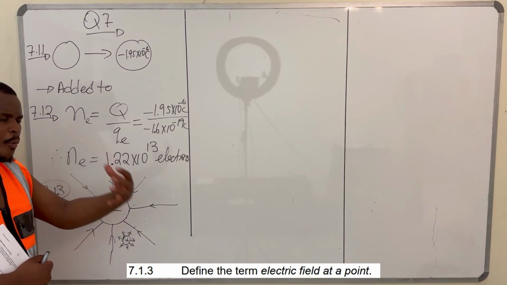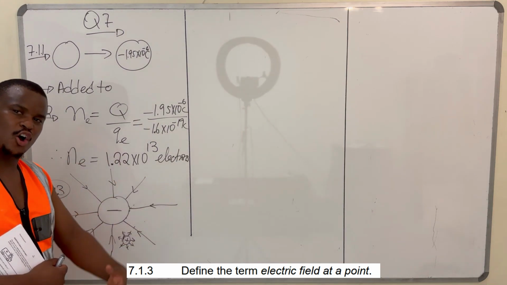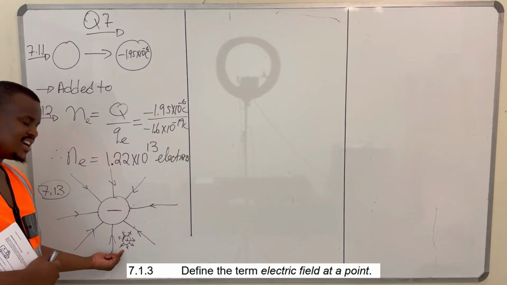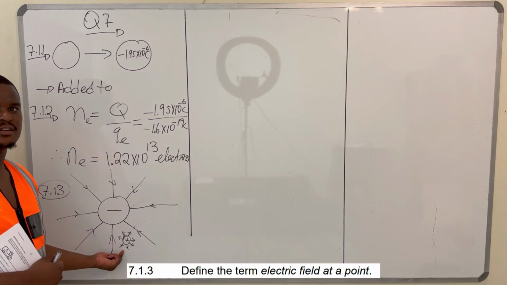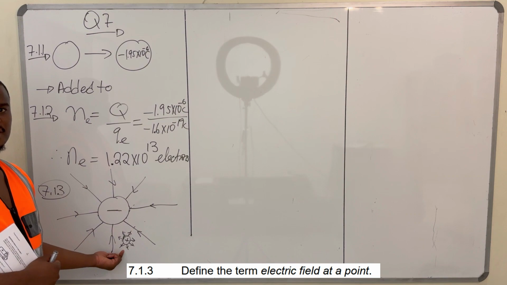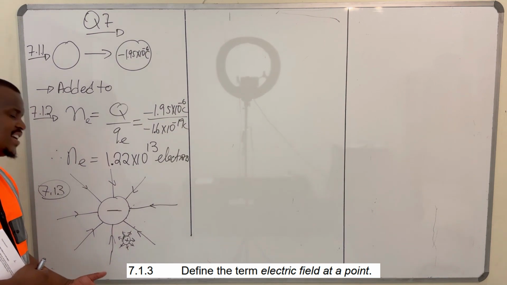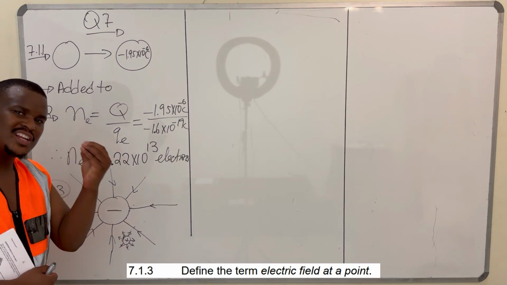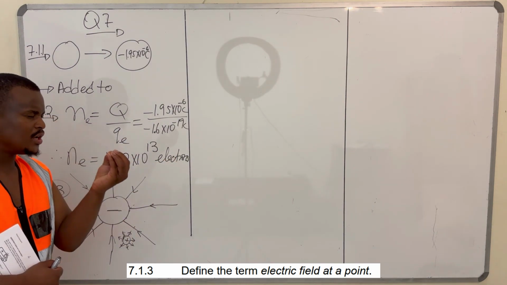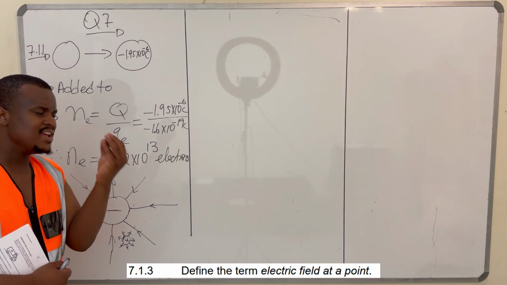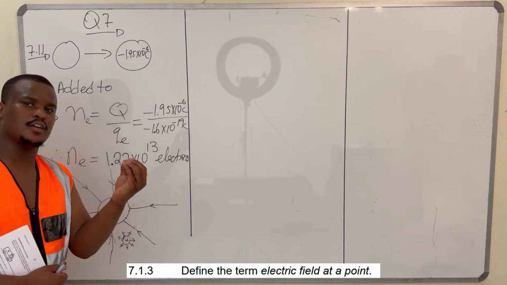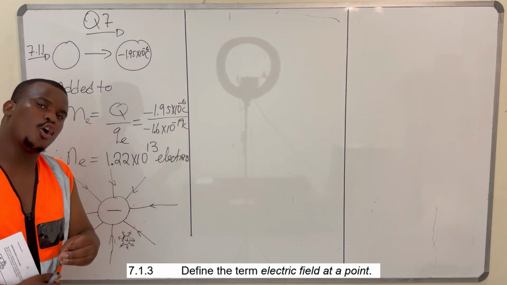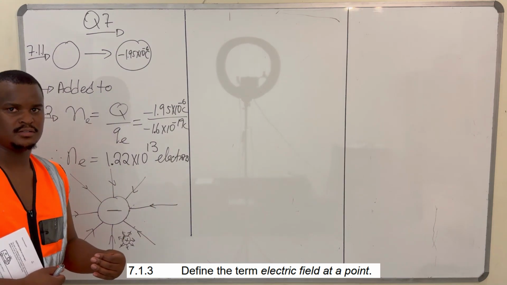Which means how many newtons per coulomb are experienced by this charge that I've placed here in this electric field. That is how you define an electric field. You define it by saying it's the electrostatic force experienced per unit charge at that point, which means you want to know how many newtons of force are experienced per coulomb at that point.